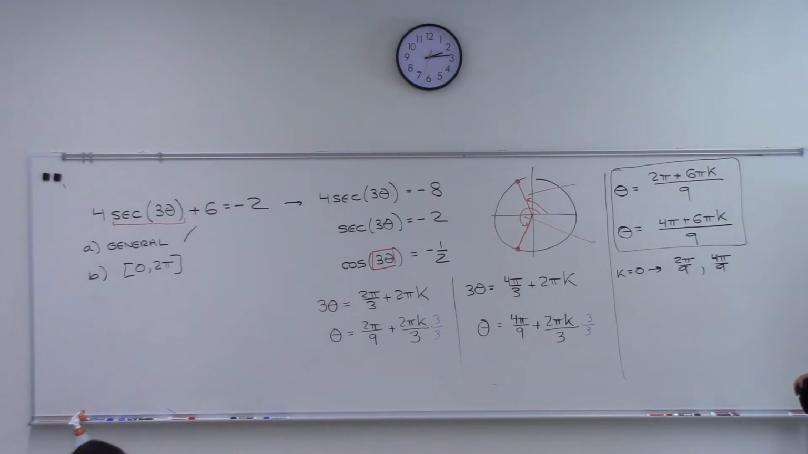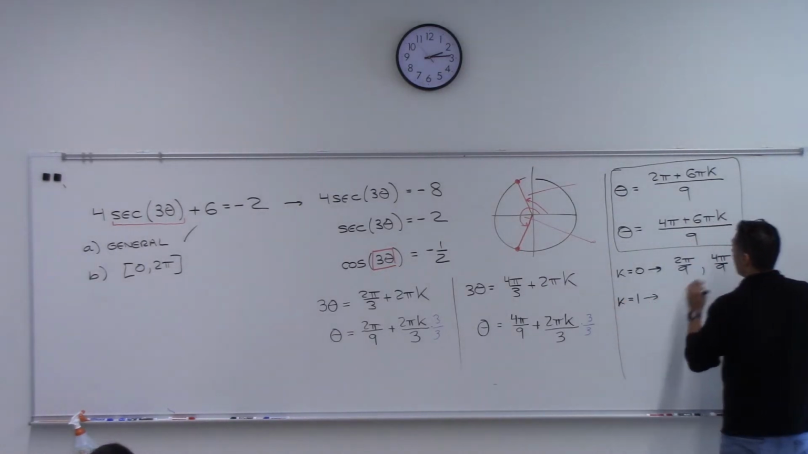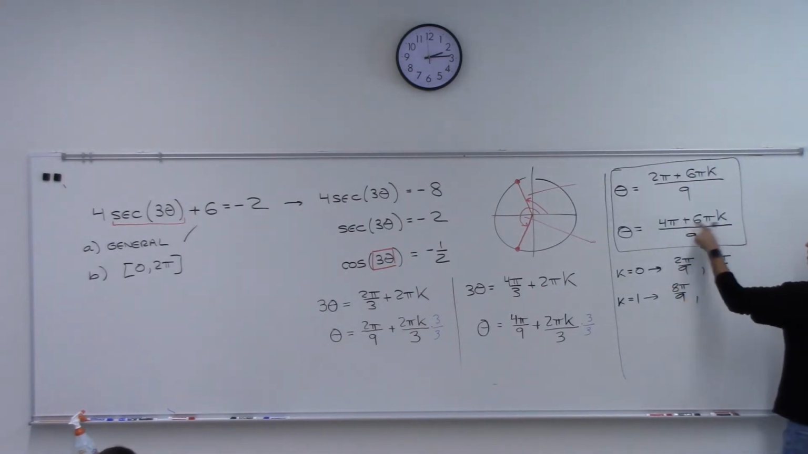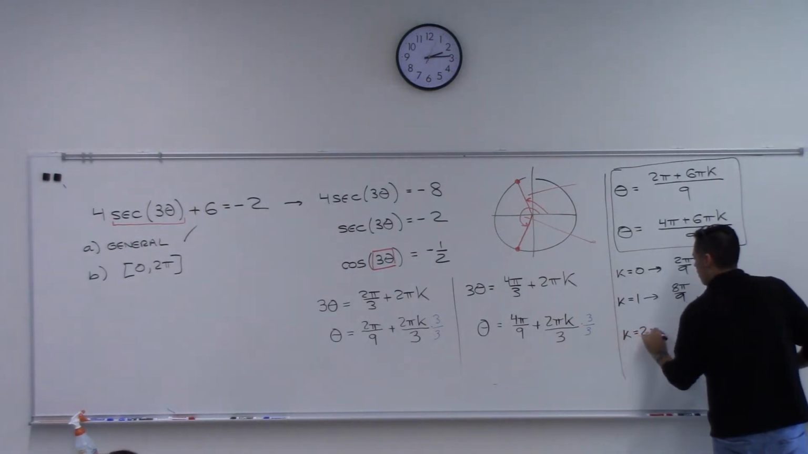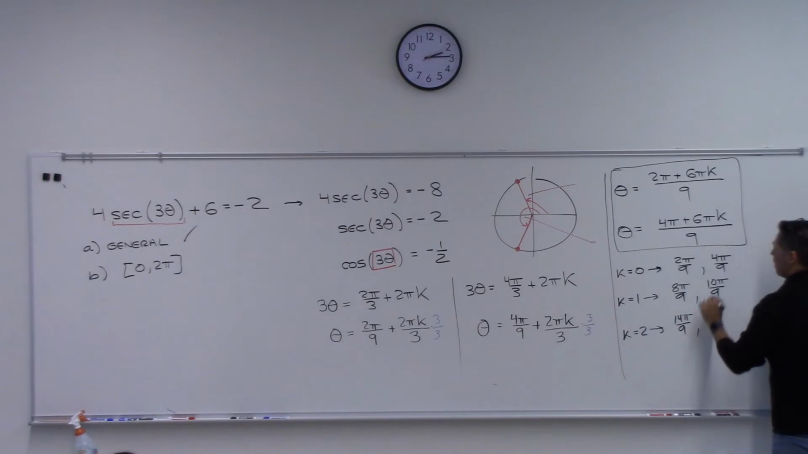Maybe I can make a guess. I would have to get past 2 pi, I would need an 18 up here, right? So how big does that have to be? I think we're going to have to do k equals 1 and 2, but I think once we get to 3, we'll be outside. So k is 1. Let's see, the top one, if k is 1, we get 8 pi over 9. If k is 1 here, we get 10 pi over 9. If k is 2, up there we get 14 pi over 9. And then here, 16 pi over 9.